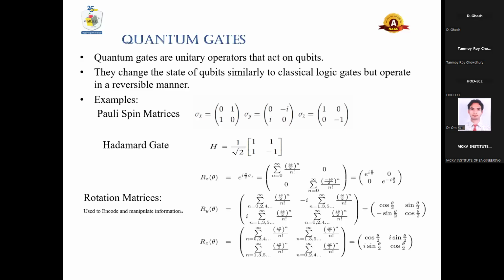Quantum gates are reversible, whereas classical gates are irreversible. So quantum gates are unitary operators that act on qubits. They change the state of the qubits similarly to the classical logic gates, but they operate in a reversible manner.